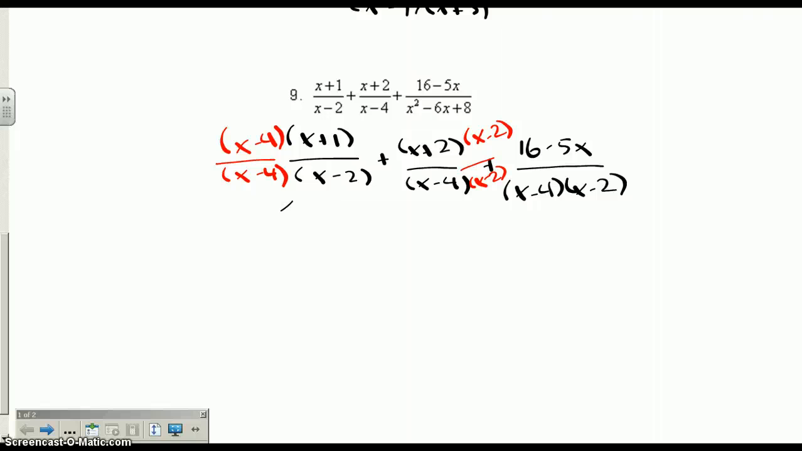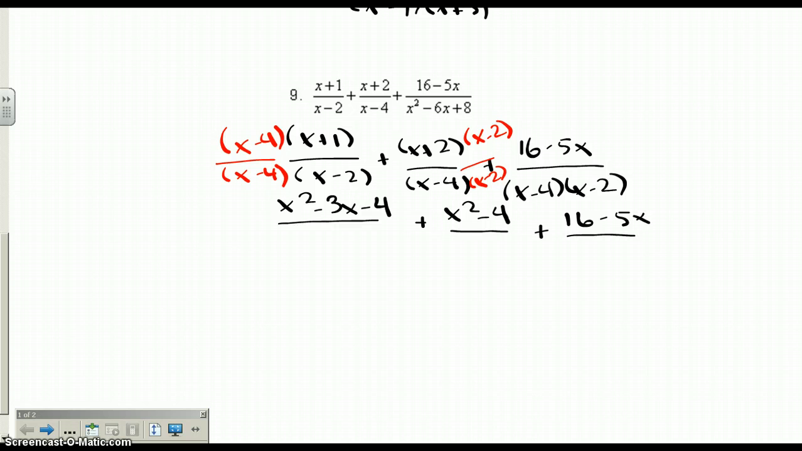If I multiply that out, I get x squared minus 3x minus 4. Plus, if I multiply the second one out, x plus 2 times the quantity x minus 2, I get x squared minus 4. And then the third one is still the same, 16 minus 5x, all over my common denominators.